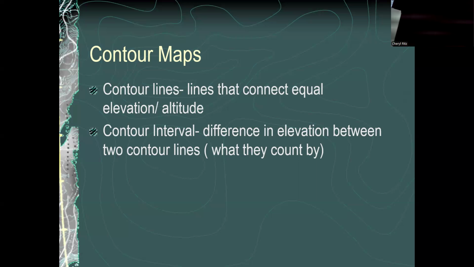So those are lines that connect areas of equal elevation or altitude or height, however you want to put it. So just how high the mountain is. And then a contour interval, we don't draw lines for every single foot or every single meter. They'll count by something, and that's a contour interval. So whether we do lines every 5 meters or every 10 or every mile or every 2 miles, that's the contour interval. We're going to get into making these maps big time tomorrow.